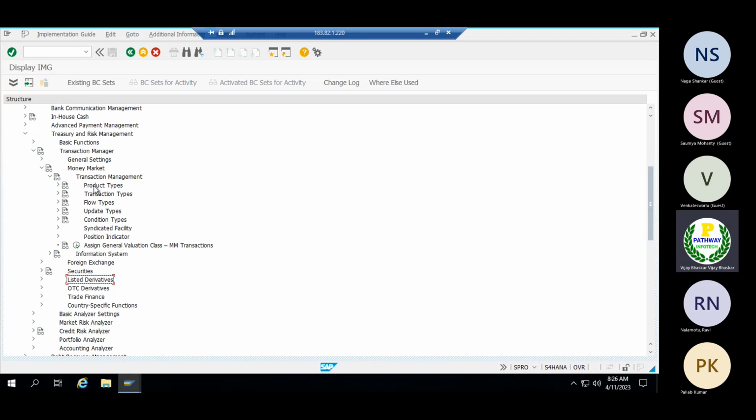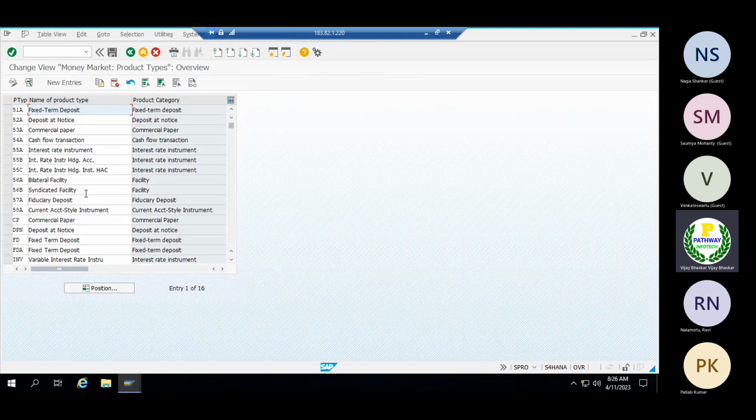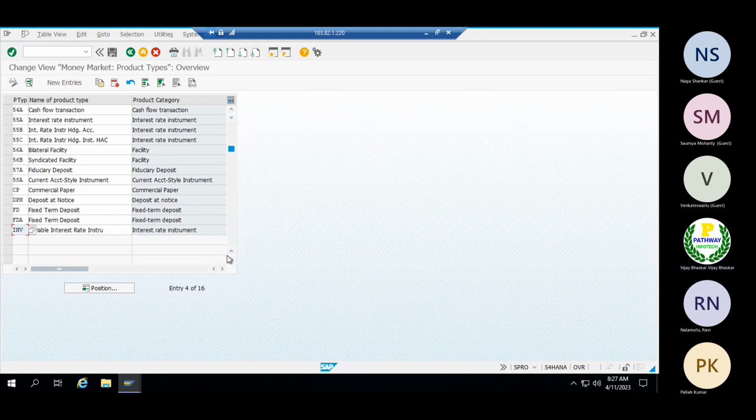Now, what I was telling is about the product type under the money market. What are the standard product types which have been delivered by SAP? Now you can see here 51A, 52A, 53A. Wherever you can see the 5 series, all has been delivered by SAP. Somebody has configured these for their own requirements. That is the reason you should not use any standard SAP-delivered product type for your practice purposes.